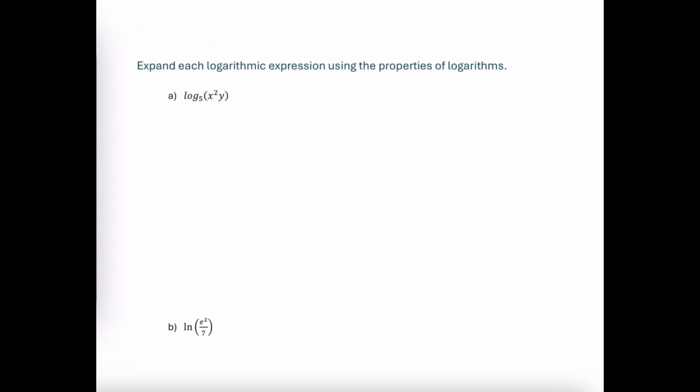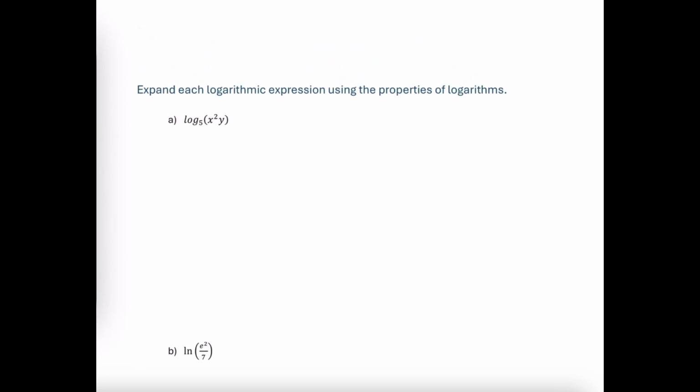We're now going to look at several examples where we're using the properties of logarithms to expand each of these logarithmic expressions. Let's recall what those properties of logarithms are. We're going to be using the product rule, which says that if I have the product of two things multiplied together in the argument of a logarithm, that can be expanded into the sum of two logarithms.